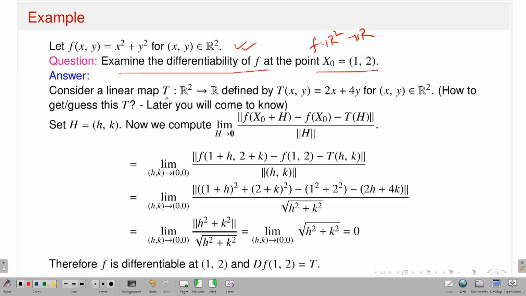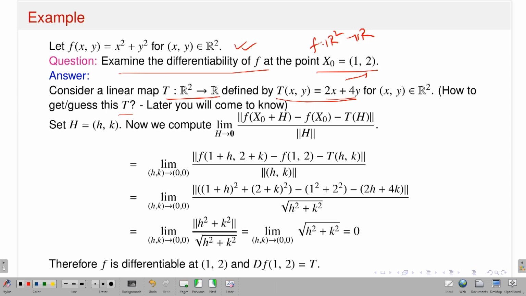So first consider a linear transformation from R2 to R. I am just guessing first. Let's say this is the linear transformation T of (x, y) equals 2x plus 4y. You can easily check it is a map from R2 to R and it is linear. But how to guess T? That is the question. In my next lecture I will say that there is a way to guess what linear transformation might work to check the total derivative or differentiability of f at that point.